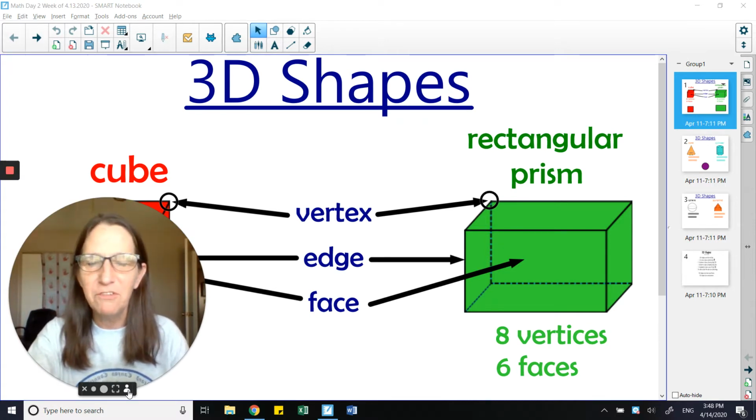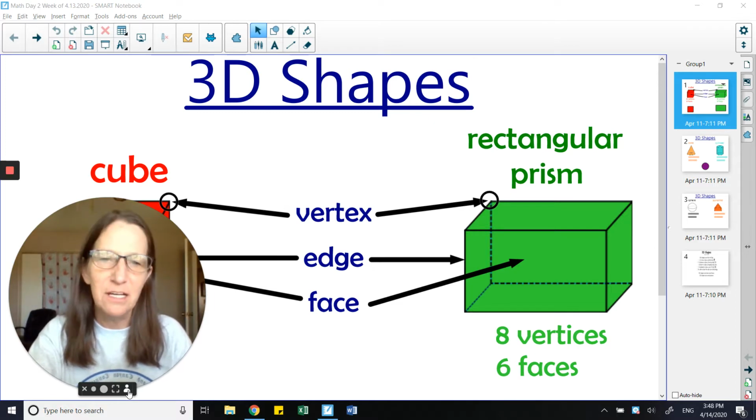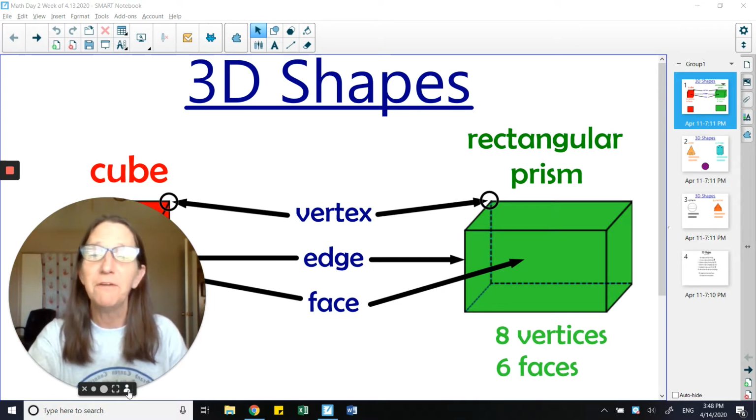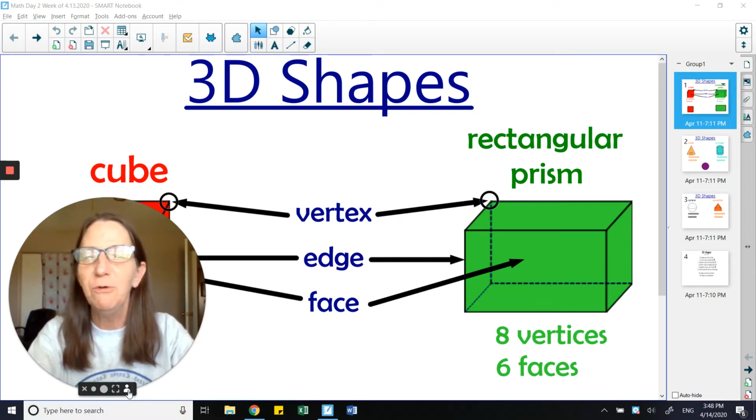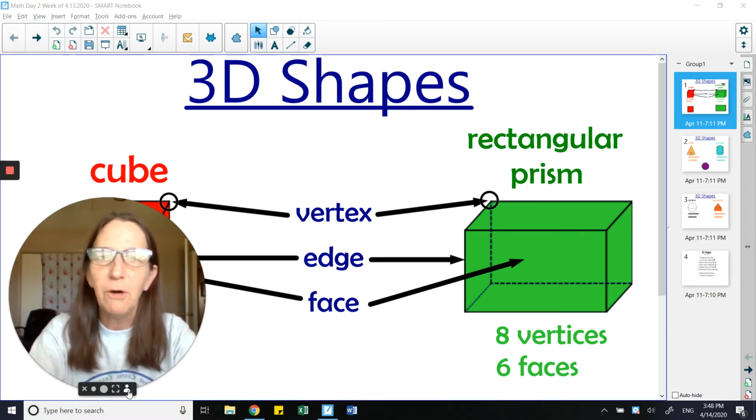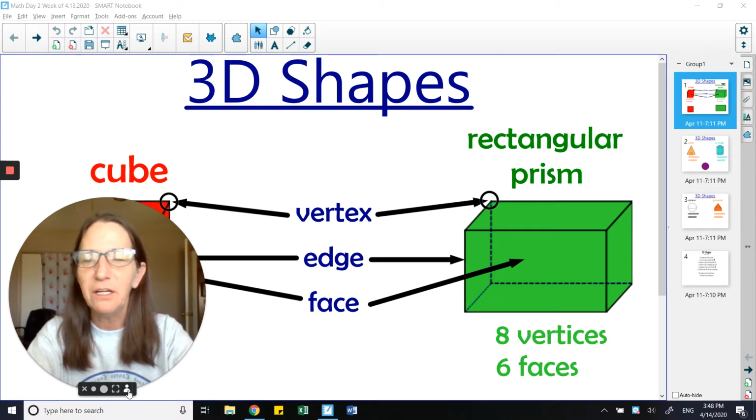Good morning, boys and girls. You know what that means. It is math time. I hope you're ready for some math. We have been working on our shapes, and we're going to continue our work on shapes today. So I hope you have your math book and you are ready to go.